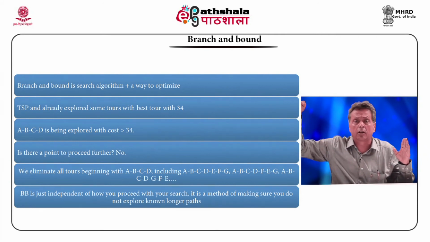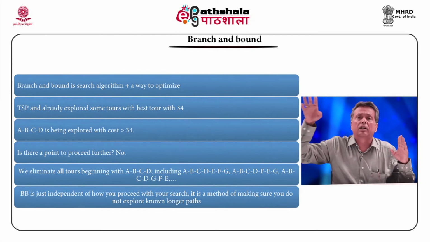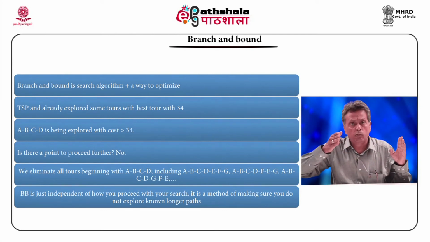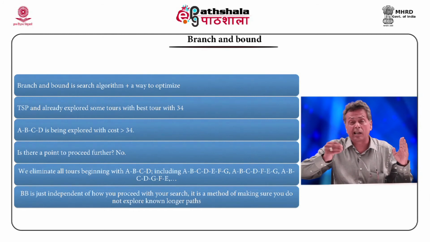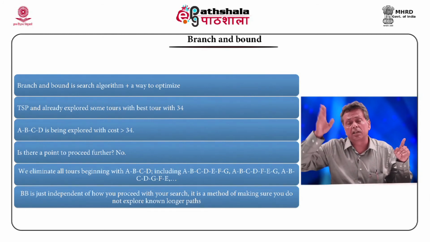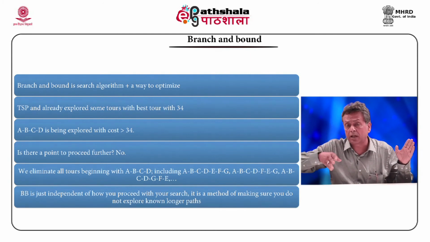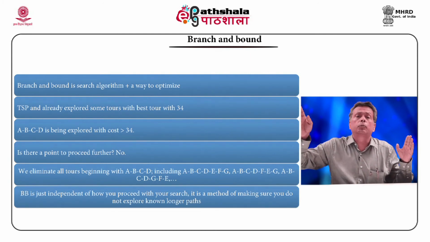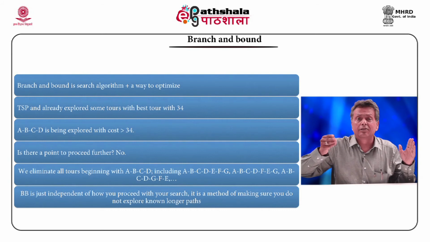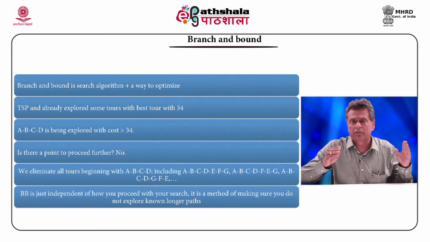What is the point in travelling further? This path is obviously longer than the one that I have already found. So, I do not need to go further, I just skip that. And I am not skipping one path, I am skipping many paths, because after this there may be 9 branches. So, I am pruning all those branches. Okay. So, this is called branch and bound. This is a simple method.